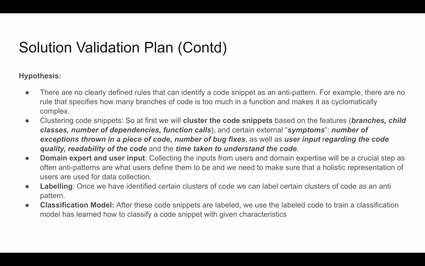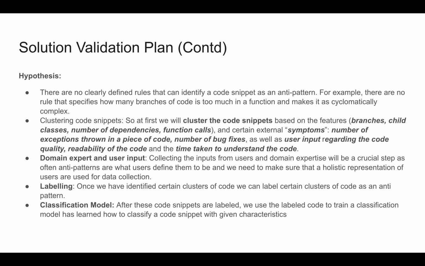Then we would use the parser to extract characteristics from these code snippets like branches, child classes, function calls, and number of dependencies. We would also use the logs to get some external characteristics like the number of places or the places where errors are being thrown. We would get the user input regarding the quality and the readability of the code, and the time taken for them to understand the code. Based on these characteristics, we would cluster the code into different clusters.